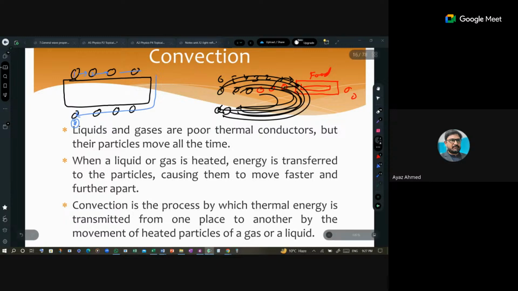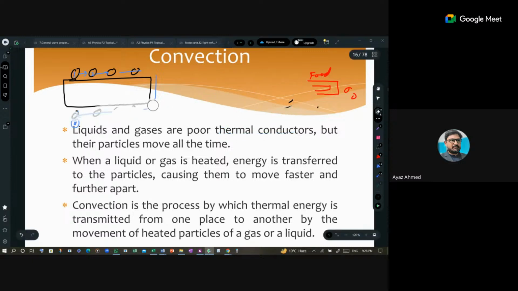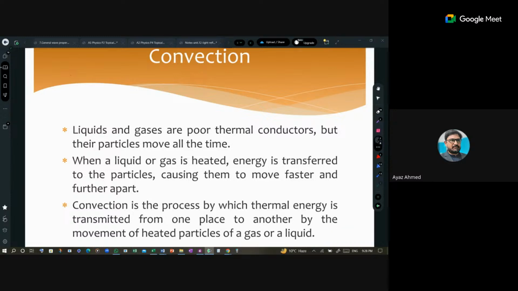So what is this? This is basically motion of the particles towards the energy source, taking energy from the energy source and moving away. Are you getting this thing? This is a very gentle example of convection. Normally in these dinners and functions in hotels, we have this type of mechanism. The food is the source of energy. Everyone has to move to that source, take that energy from there, and then move away from the source.